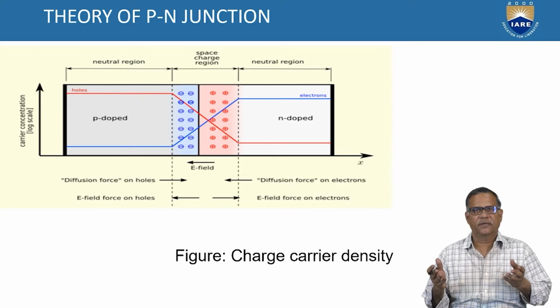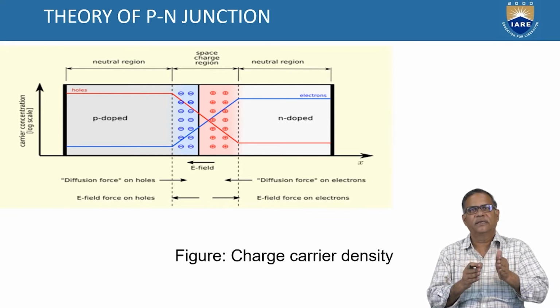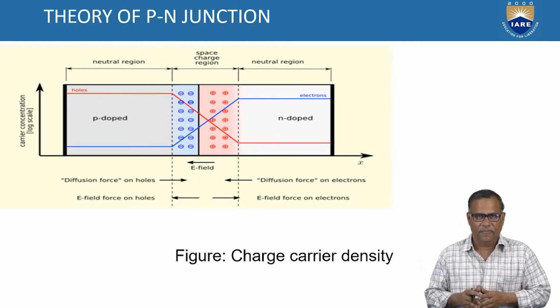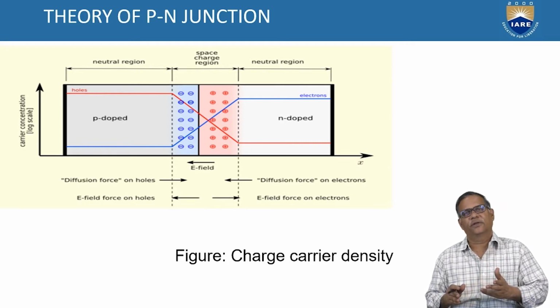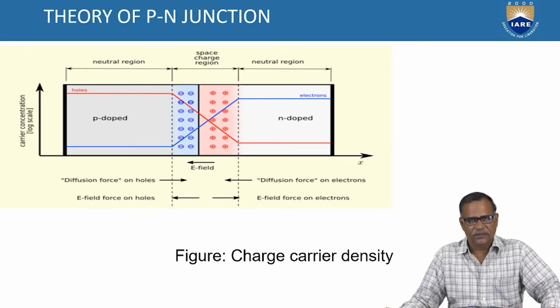Whenever there is a variation in concentration, there is going to be a flow of charge carriers from higher density to lower density. This causes the diffusion current. The diffusion current is due to the non-uniform distribution of charge carriers, or due to the concentration gradient.